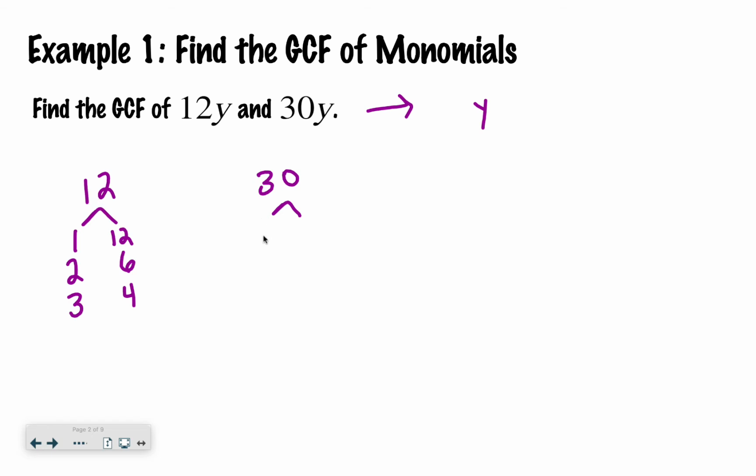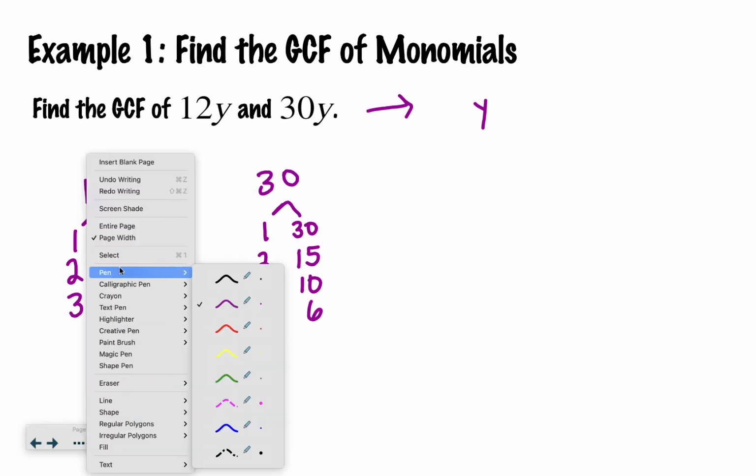Now let's try that with the number 30. We have 1 and 30. 2 goes into 30 15 times. 3 times 10 goes into 30. 4 doesn't multiply to 30, but 5 does. 5 times 6. And I see I have two back-to-back numbers, so I know I am done listing my factors. There aren't any other numbers that multiply to 30.